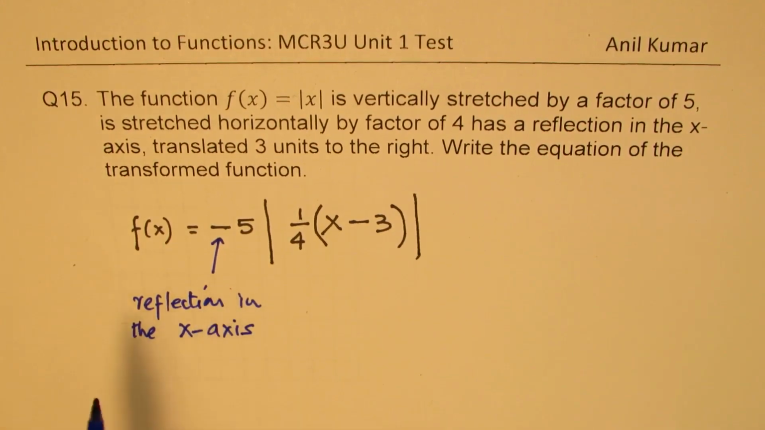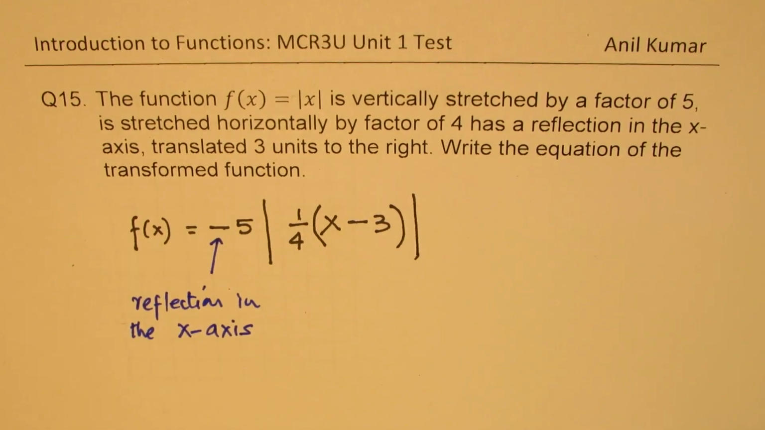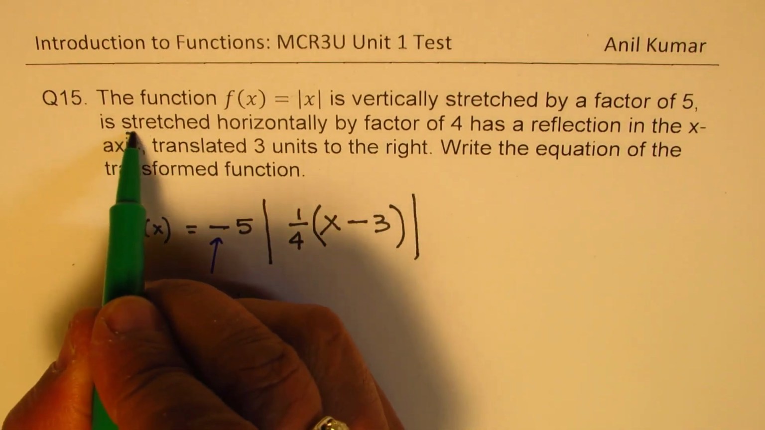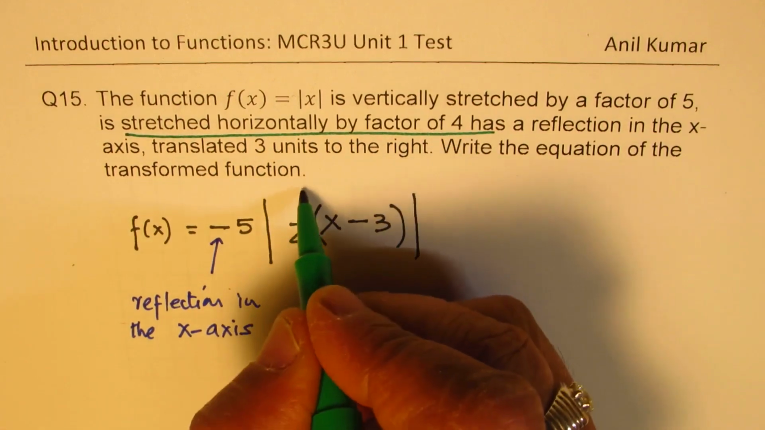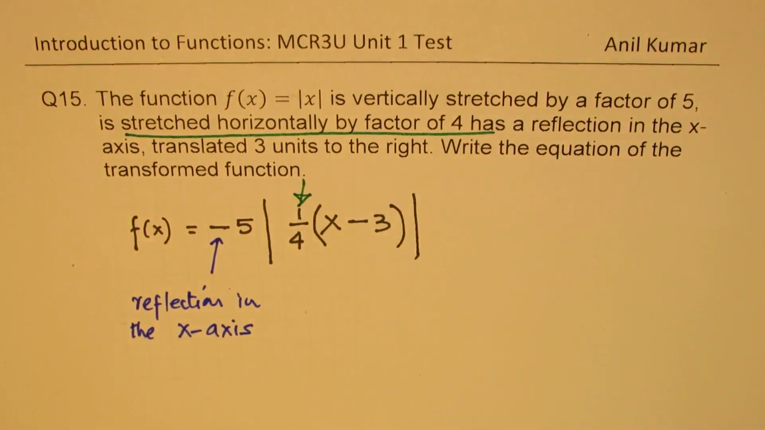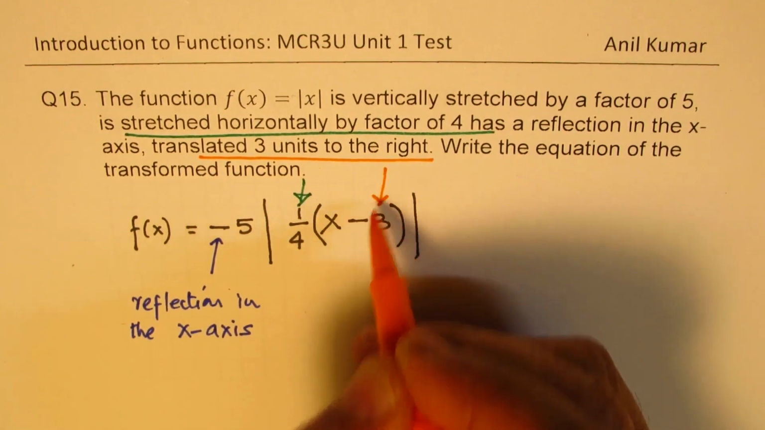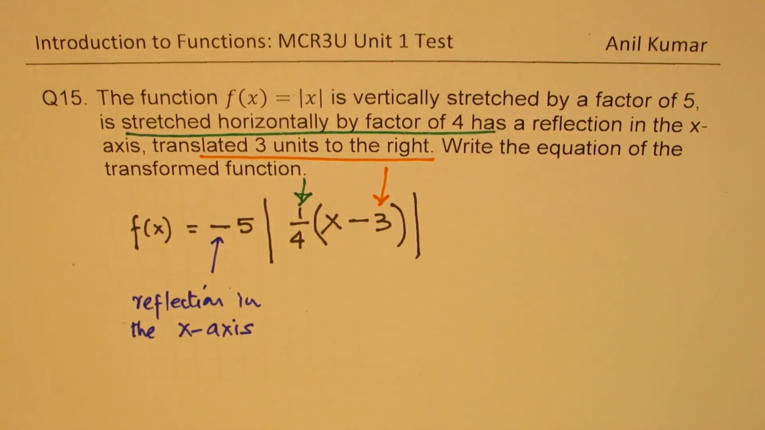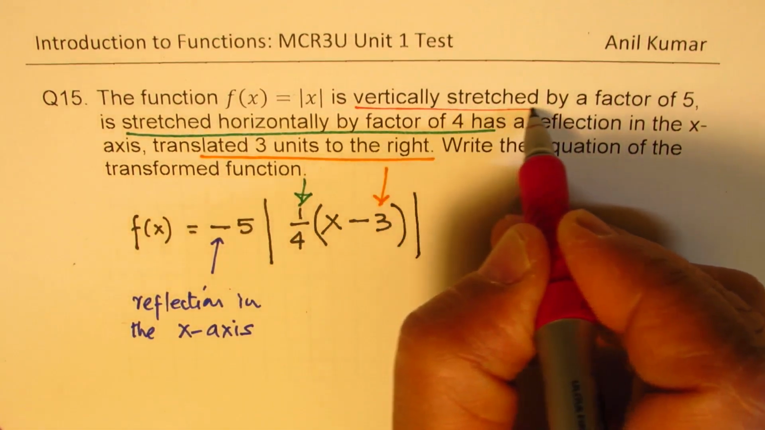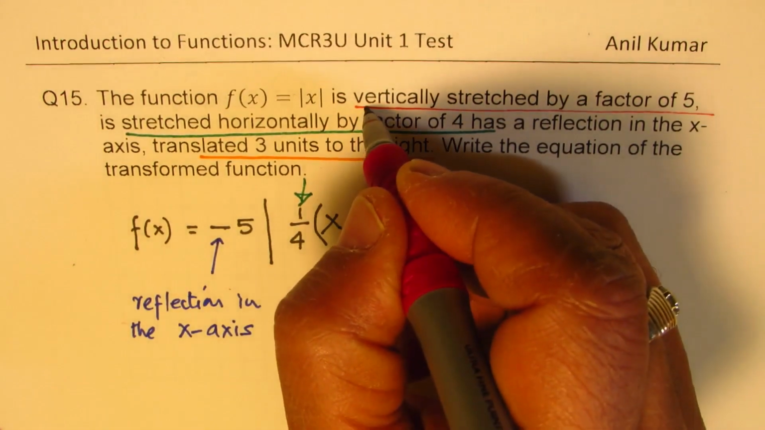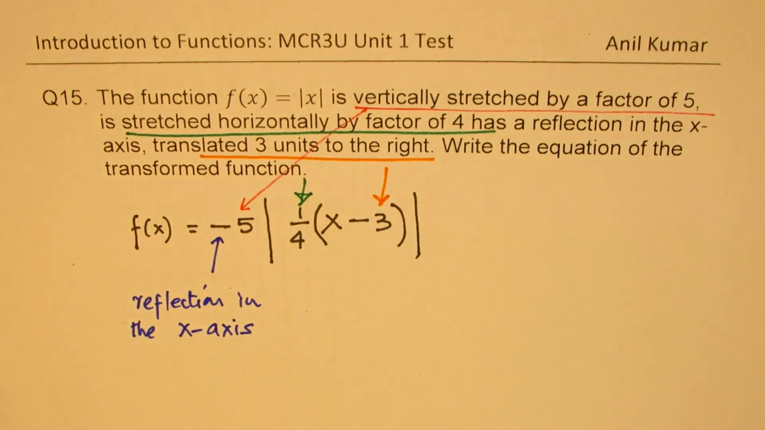Correct? And the rest of the things, let us associate them. So we have stretched horizontally by a factor of 4, which is this. Is that okay? And then we have a translation of 3 units to the right, which is this. And of course, the first thing which we did was vertically stretched by a factor of 5. Correct? So which is this. Clear? So that is how you're going to write down your transformed function.